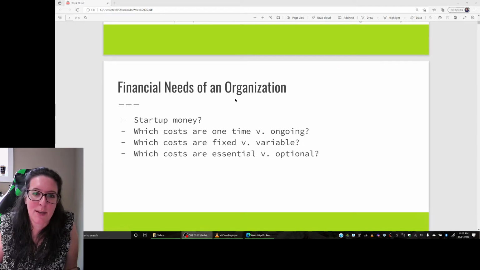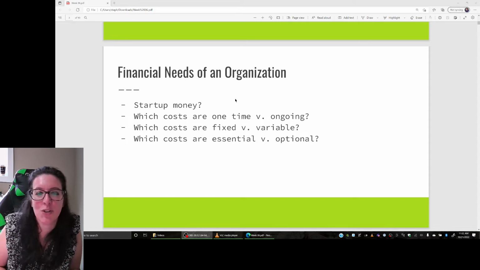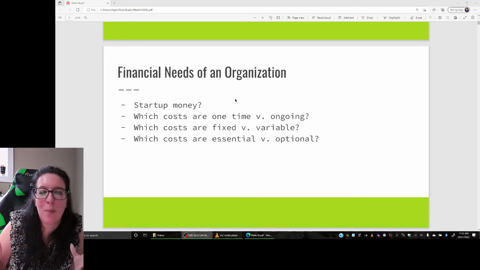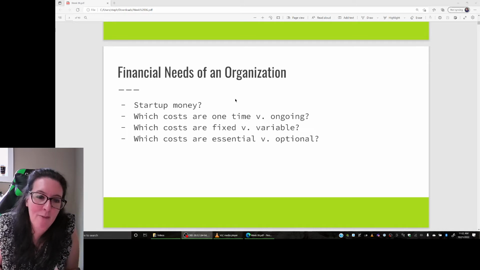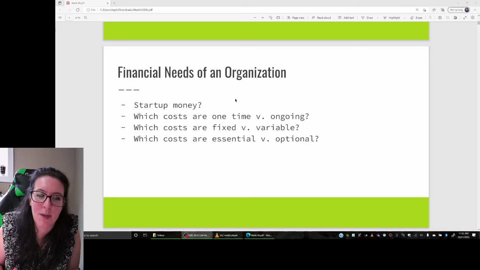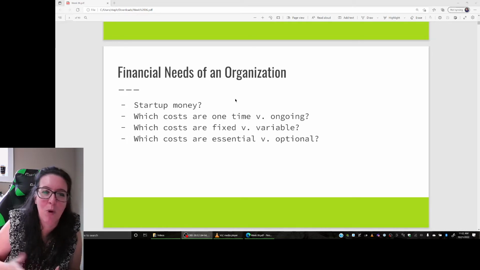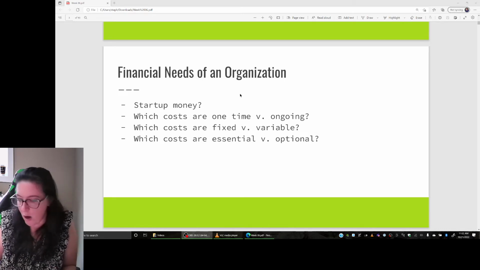So how much money do we need to start up? Which of these costs are one-time expenditures? What is an ongoing cost? Which costs are fixed? So we pay them, and the more we produce, the more we can spread out that cost. We think about buildings and machines. Those are our fixed costs. In comparison, we have variable costs. Every time we make the good, we need raw materials. That's going to vary because the more we produce, the more raw materials we're going to need. Which costs are essential for our operations and which ones are more optional?